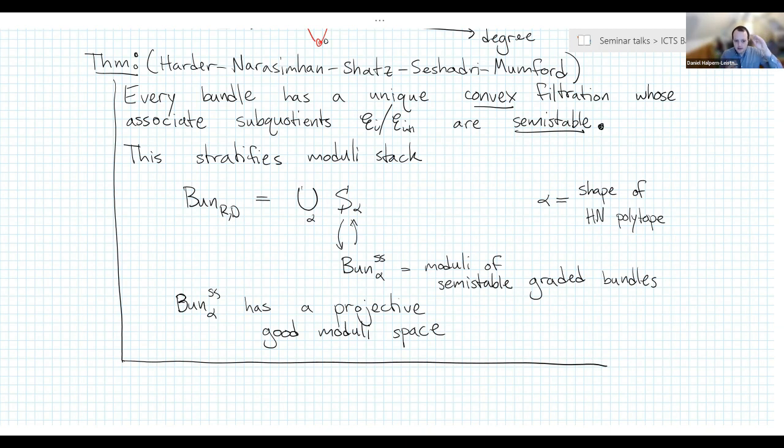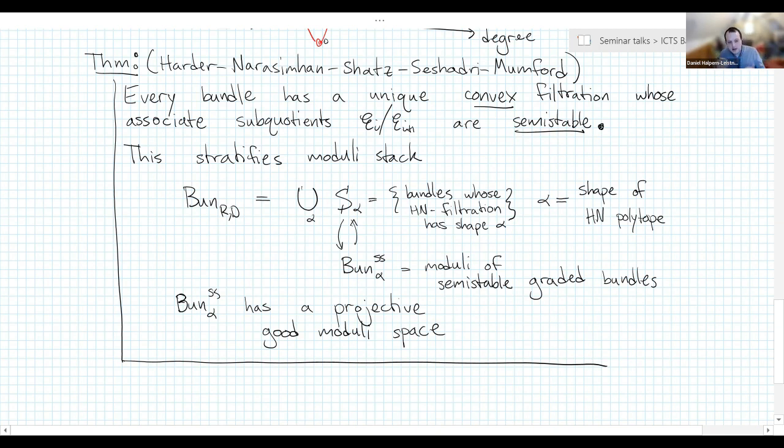but there's this beautiful structure where it's stratified, and each of the strata fibers over a simpler moduli problem. So this map from S alpha. Oh, sorry, I didn't even say S alpha parameterizes bundles whose HN filtration has shape alpha.